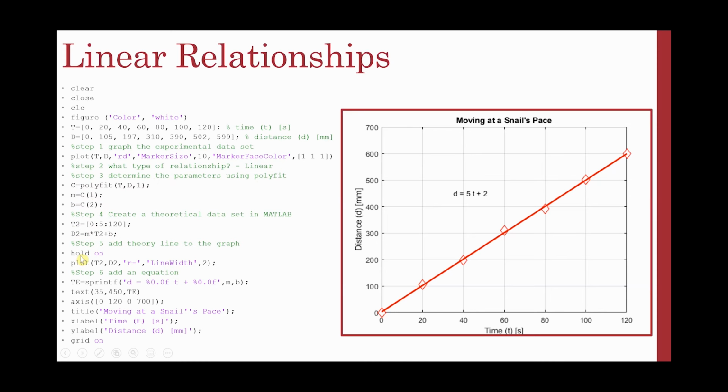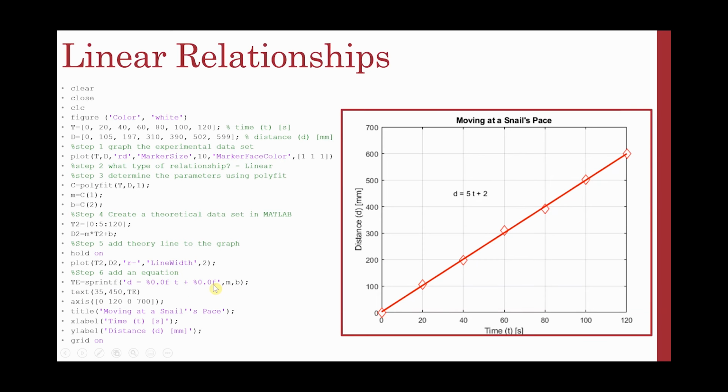Then I'm going to graph it. To graph it, I must employ the hold on function to put more than one line on the same plot, otherwise it would erase all of my previously existing data. Then I'm going to plot my T2, my D2, 'r', making it a red line with a width of 2. Then I'm going to create a variable TE. I'm going to use sprintf: 'D = %f T + %f', with m, b.